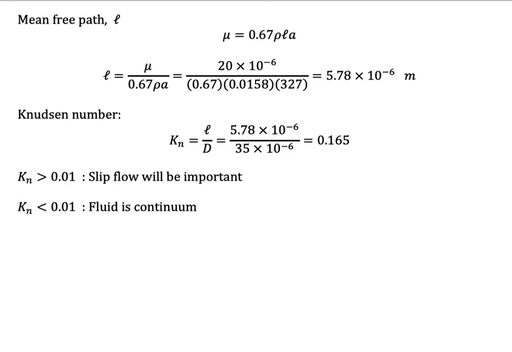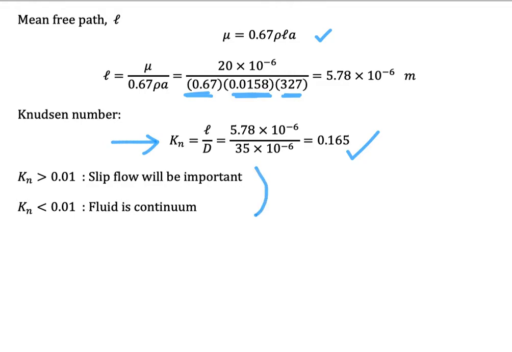And then we try to calculate the mean free path, L. So mu is equal to 0.67 rho L a. It is from the textbook, we just use the value. And then we could calculate the value of L is 5.78 times 10 to the power of negative 6 meter, and the Knudsen number can be calculated from this. Here is the value of speed of sound, and this is the value of density. The 0.67 is a constant. So we substitute everything, we get the L, and then we substitute into the Knudsen number here. So we get 0.165.